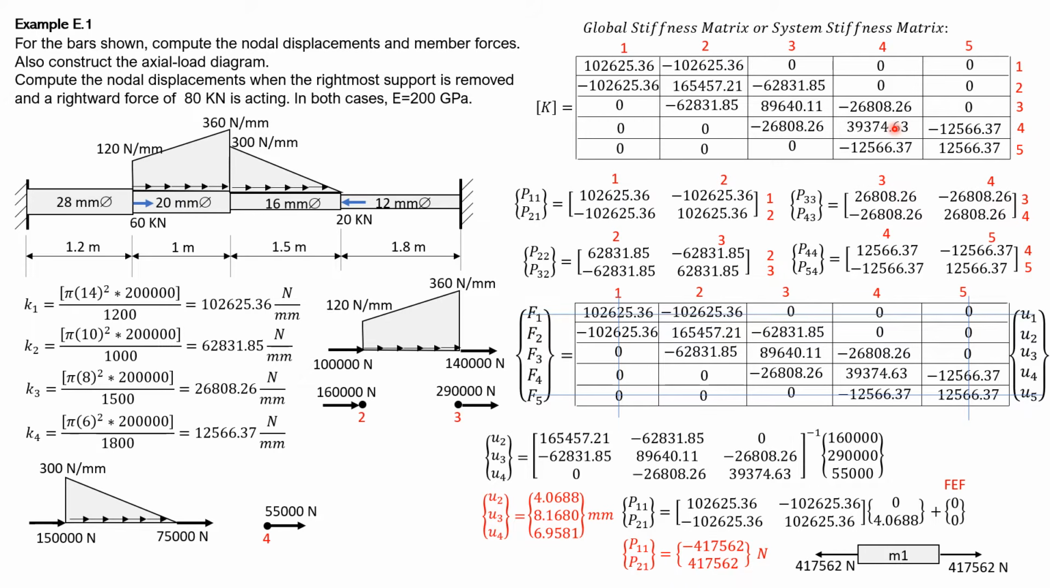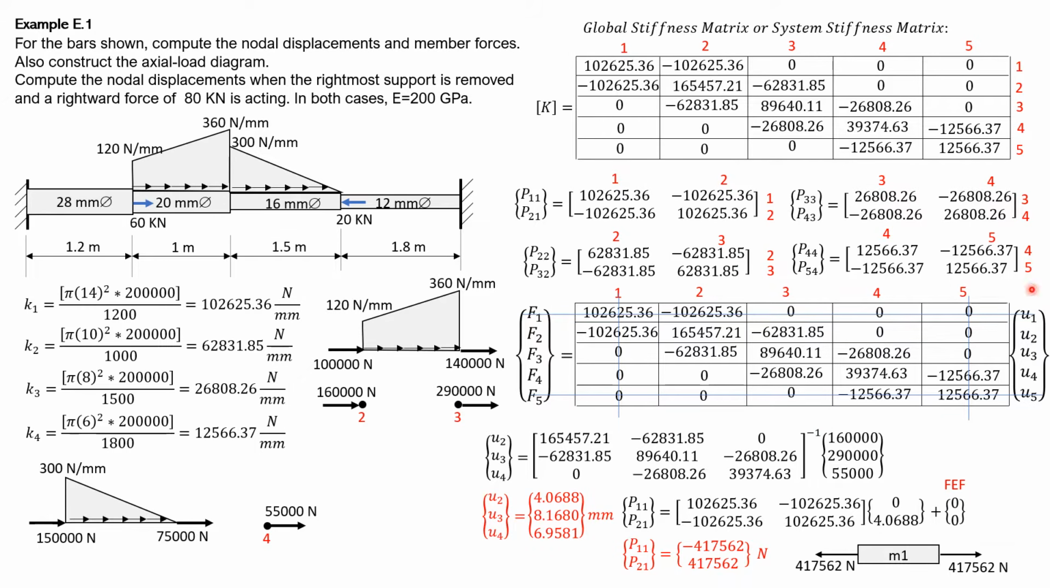Then finally, this is K4 plus K5. But there's no K5, so this is just K4. So K4 is 12,566.37, and the upper value is the negative of K4. This is also the negative of K4. So that's the shortcut way of writing the global stiffness matrix.